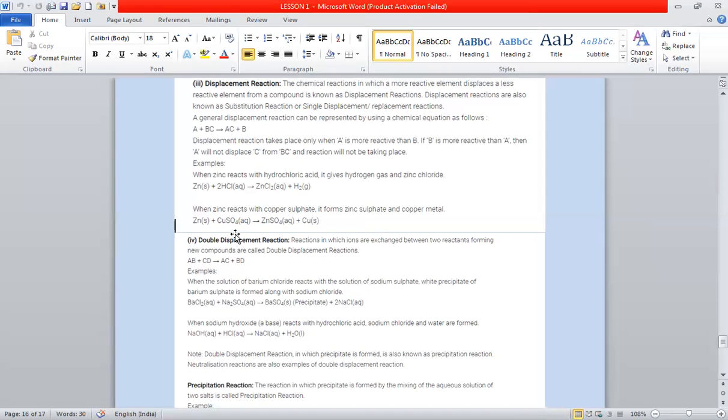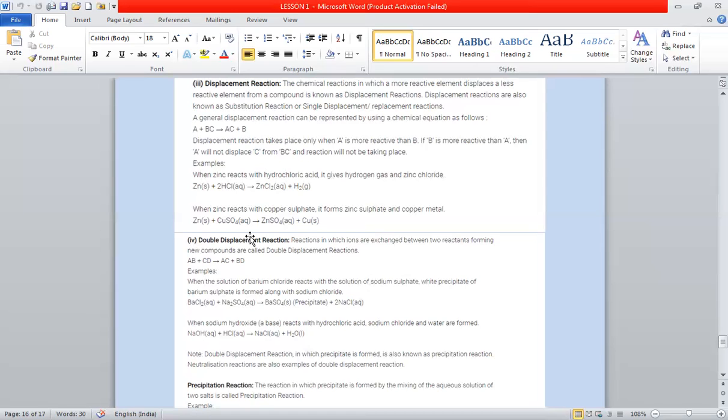Zinc, when reacted with copper sulfate solution, you know copper sulfate solution is a blue color solution. So we take a test tube, put some copper sulfate solution in it, add some zinc granules and keep the apparatus set up for 4 to 5 hours. After 4 to 5 hours, what do we see? The blue color fades. That means zinc, being more reactive than copper, has displaced copper from its salt solution and zinc sulfate is formed. This shows that zinc has displaced copper from its solution.